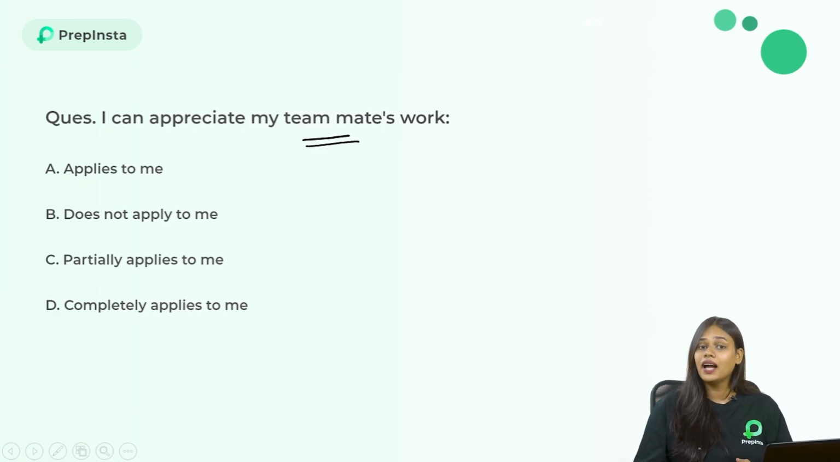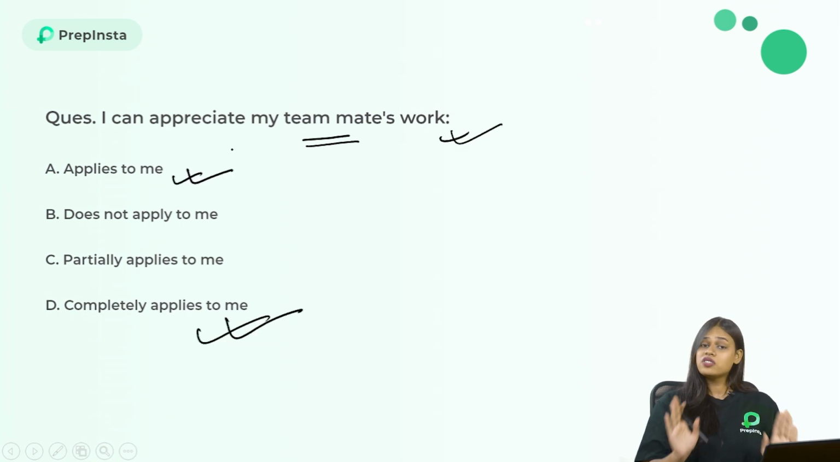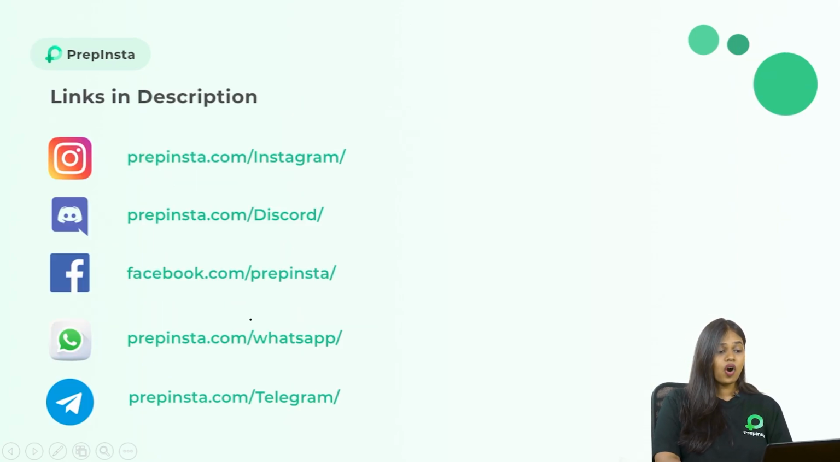You shouldn't be that in a corporate working environment. You should be able to push and boost your colleagues as well. You shouldn't only be self-centered or selfish. So if you can appreciate your teammates' work, the answer should be completely applies to me. That is because that is the most positive response. All right. So completely applies to me or applies to me can also be the answer, but the most appropriate would be completely applies to me. All right.